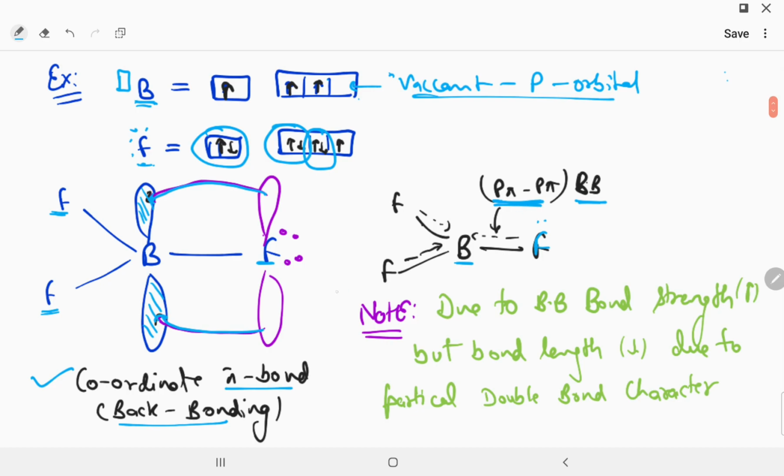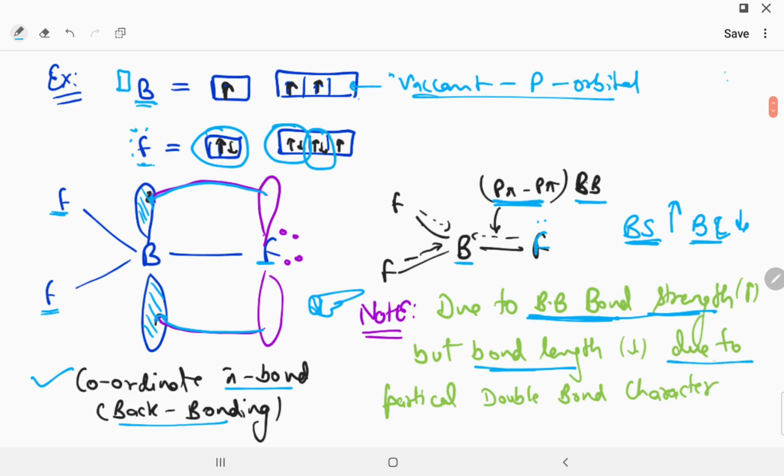Now understand one point that is very important. Due to back bonding, bond strength increases. Why? Because bond length decreases. This is the important point. This question has come twice in previous years also. Bond strength increases, bond length decreases.